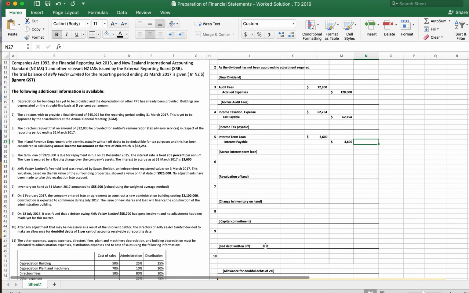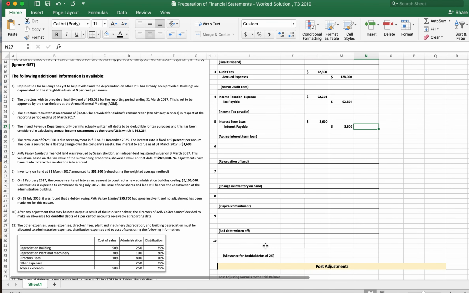Number 6. He's got some freehold land, was revalued by an independent. Okay, it's an independent, so it's valid. It's in the current year, 3rd of March. Okay, great. The date of sale, no adjustment. There's been no adjustments made for this previously or now.